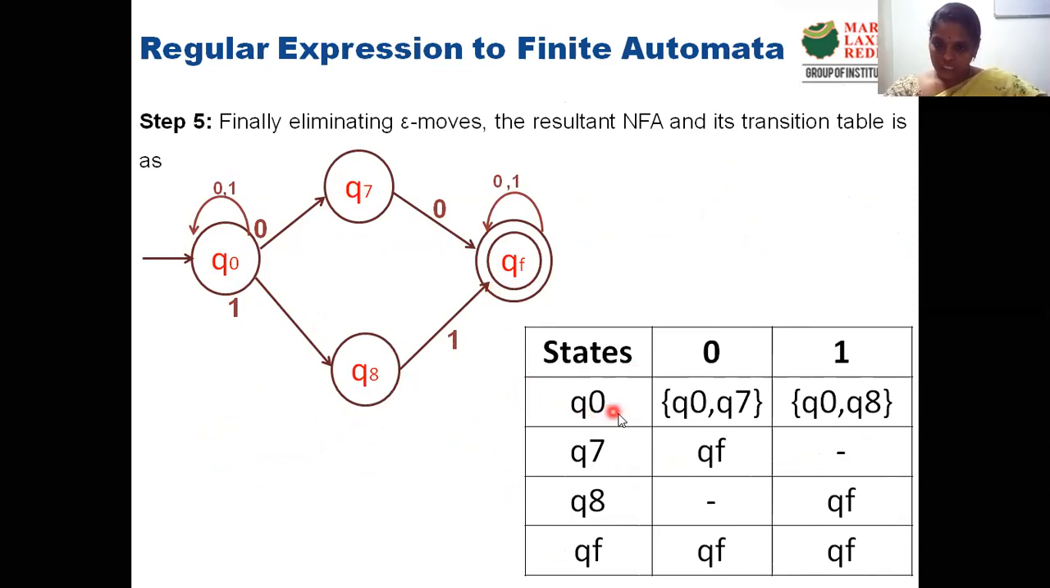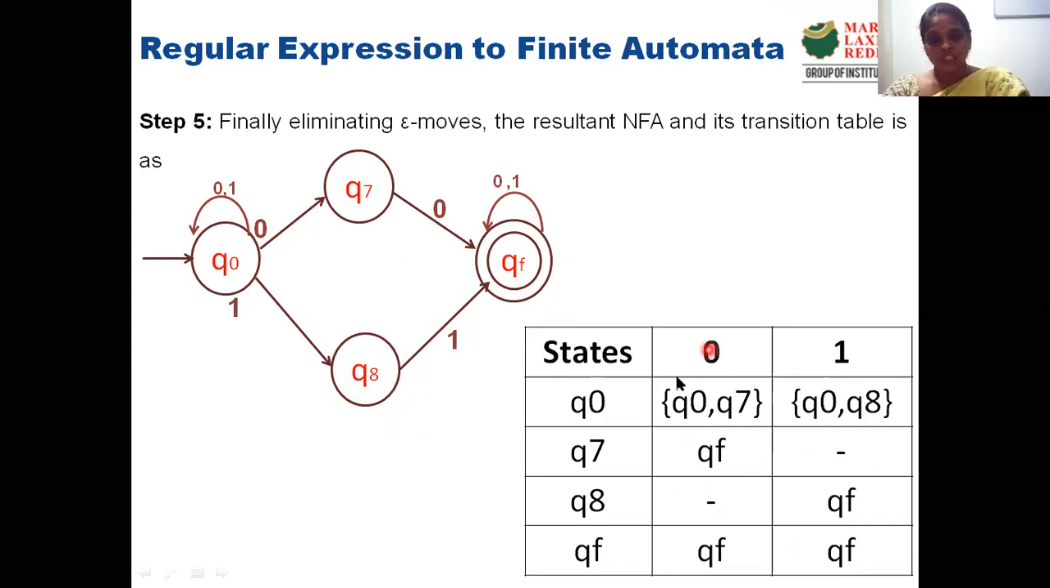So Q naught on 0, if you see, it is residing in the same state Q naught, and it is also moving to Q7. So that gives Q naught Q7, and Q7 on 0, it is moving to QF. Now Q naught on 1, again it is Q naught and Q8, where Q7 on 1 there is no transition, and Q8 on 0 there is no transition, where Q8 on 1 is moving to QF, and QF on 0 or 1, it remains in the same state. This is what we have arrived at from regular expression to NFA, but we should not stop at NFA, we have to convert it into DFA.